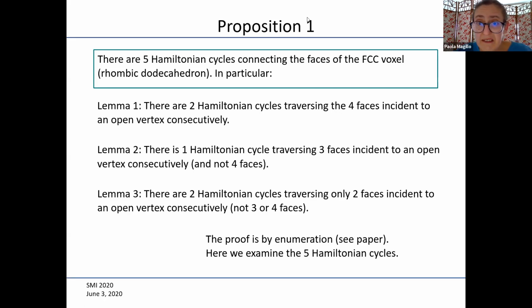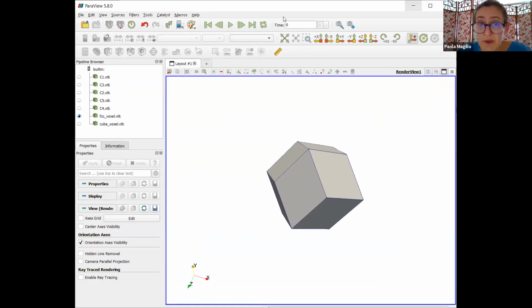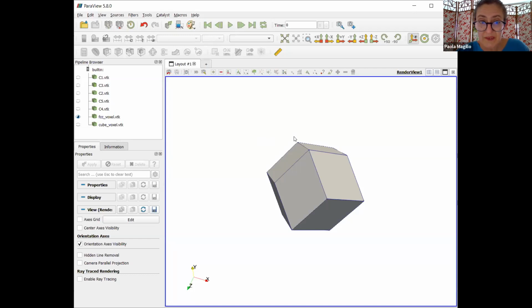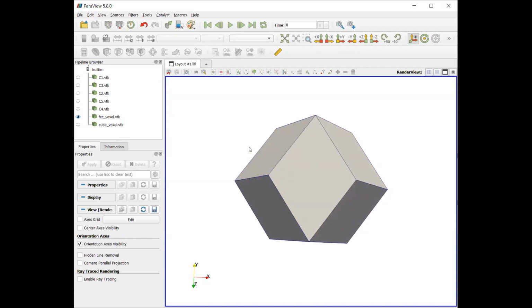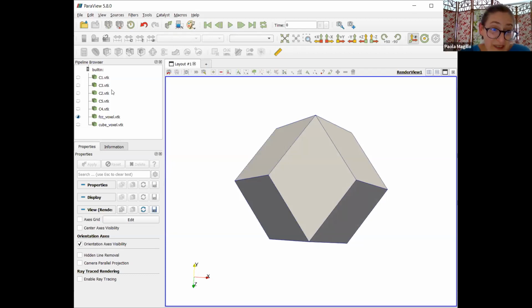If I can, I will show them in a new share, maybe in the 3D viewer. Do you see the voxel? I hope so. Yes, this is the basic voxel. And there are 5 cycles that I call C1, C2, C3, C4 and C5.